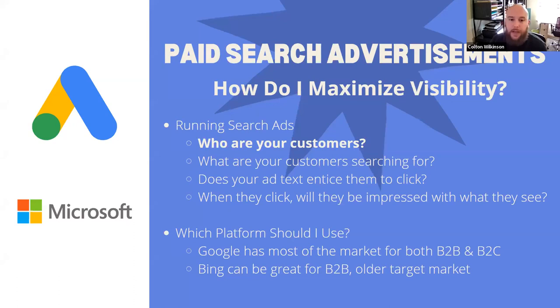So let's say you're running search ads, right? Search ads are the ads that appear at the top of the results, above the organic results, when you're searching in Google or Bing. They usually have an ad tag next to them, and those are the ones you're paying per click on. So when you're running search ads, you want to think about a couple things.